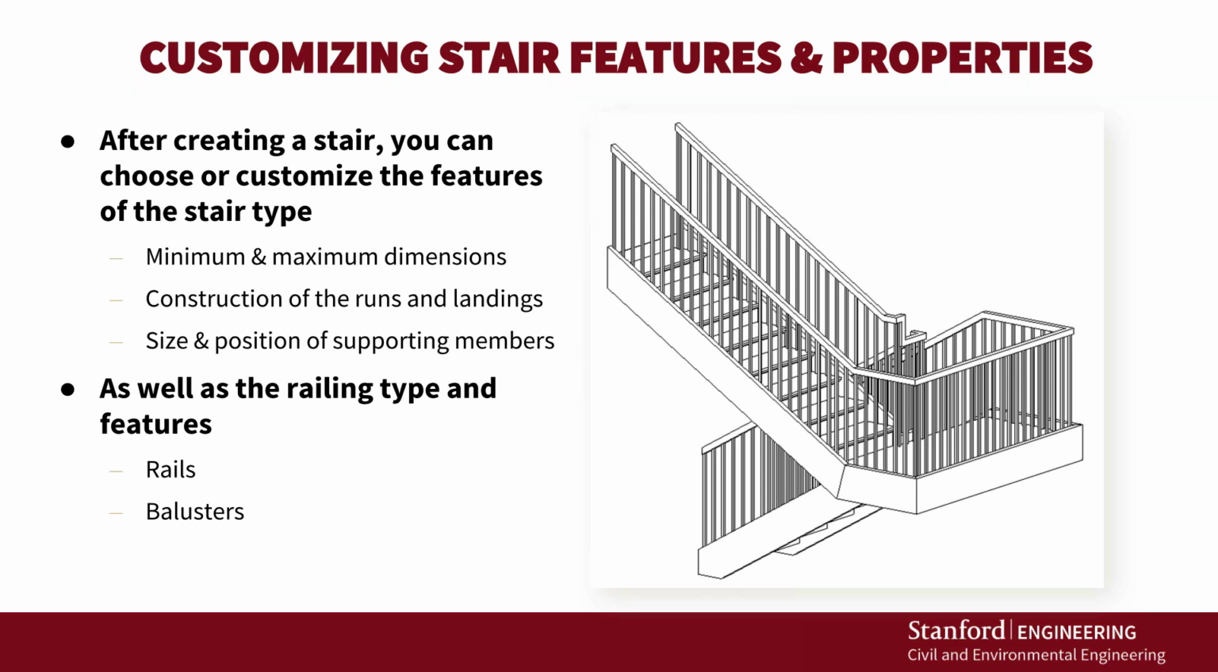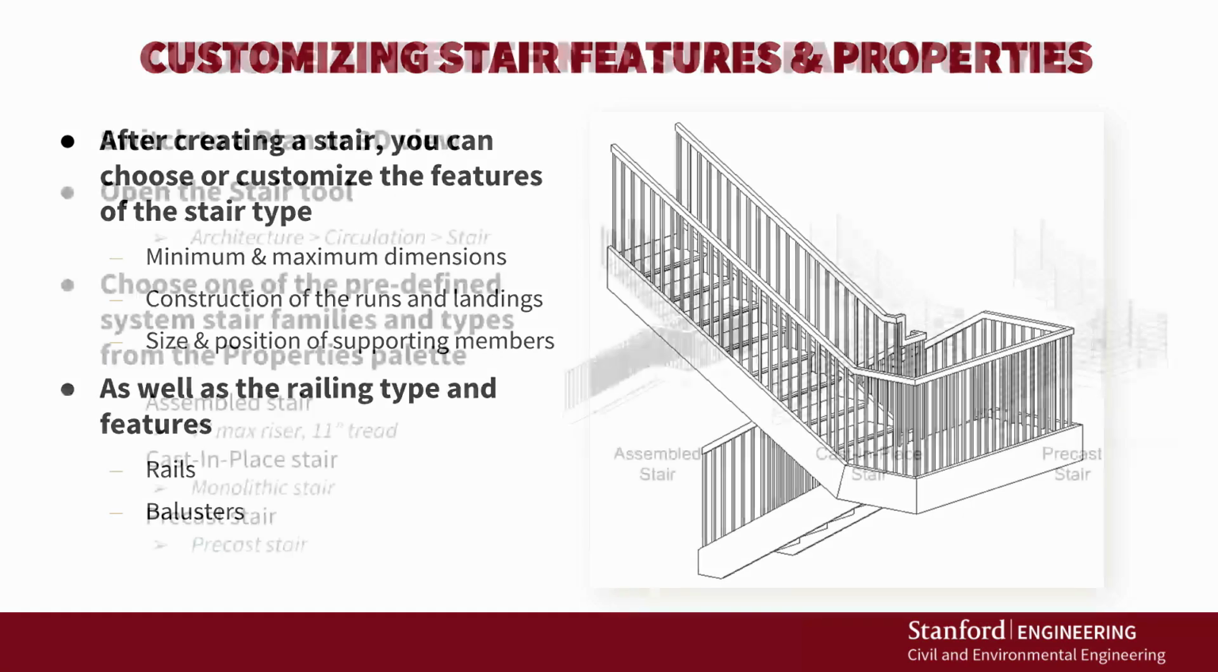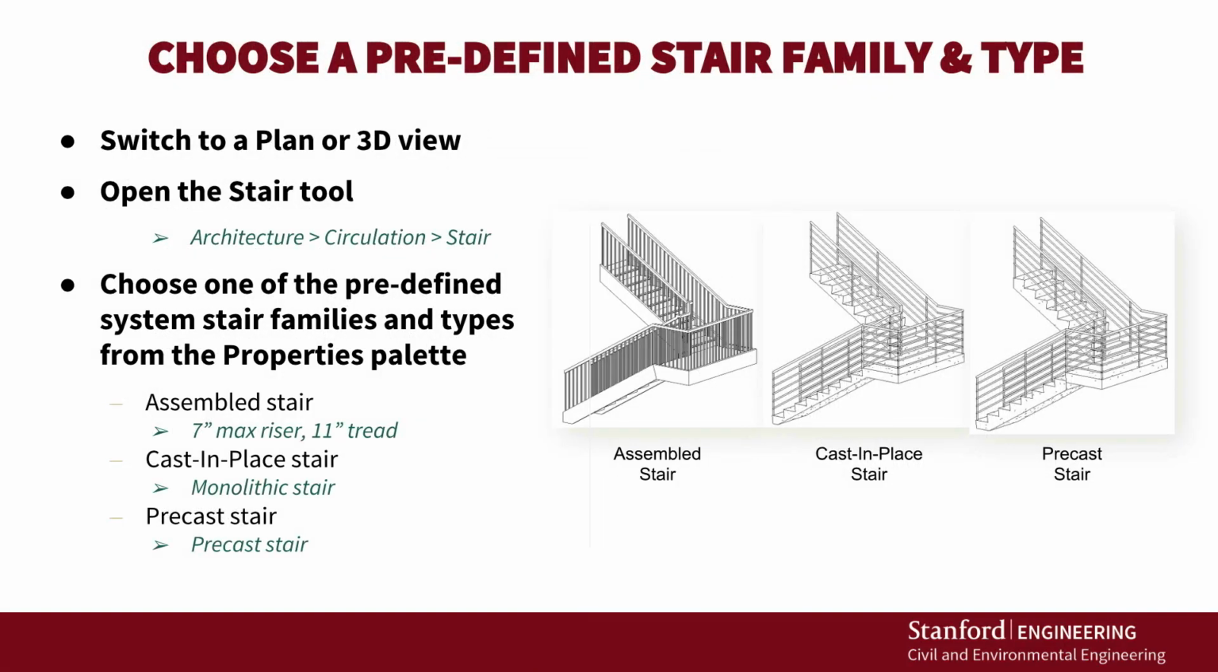As well as these stair features, you can also change the railing type and its features, the rails and the balusters that make up the railing. Start by choosing a predefined stair family and type, and to do that, switch to a plan or a 3D view and open the Stair tool. You'll find that under the Architecture tab in the Circulation section, and you can choose one of the predefined system stair families and types from the Properties palette.